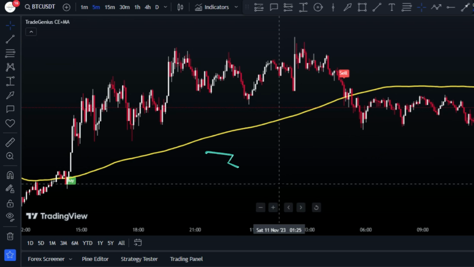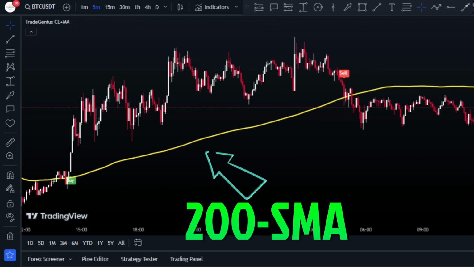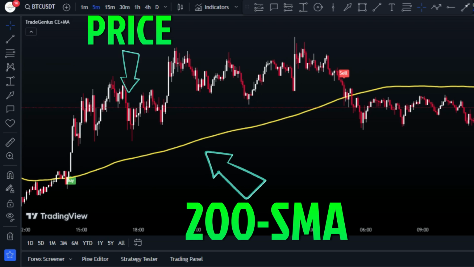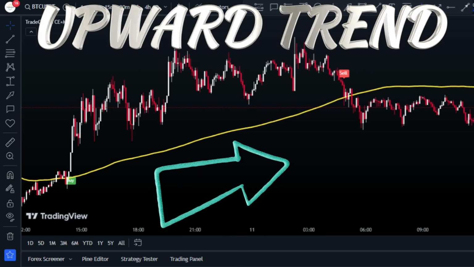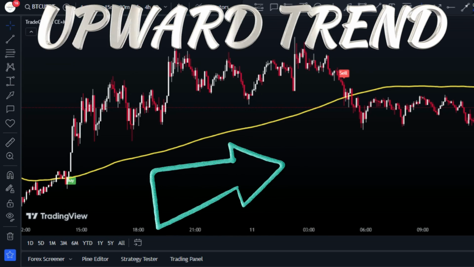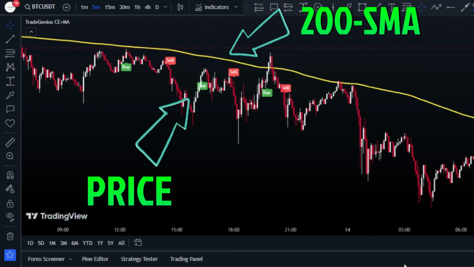See that yellow line on the chart? That's our trusty 200 period moving average, a key player in helping us spot the market trend. If the price is chilling above this line, you're in an uptrend. But if the price is below it, you're sliding into a downtrend.